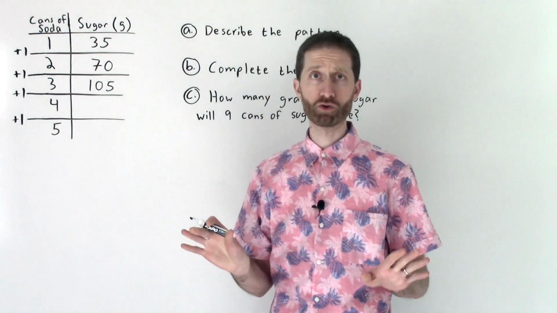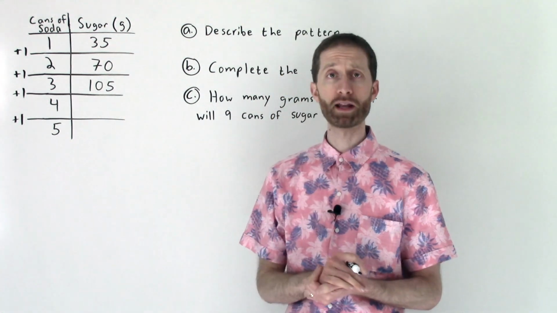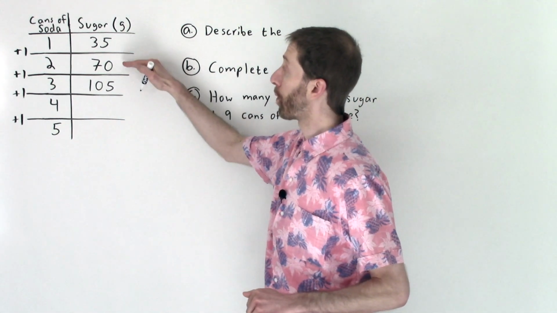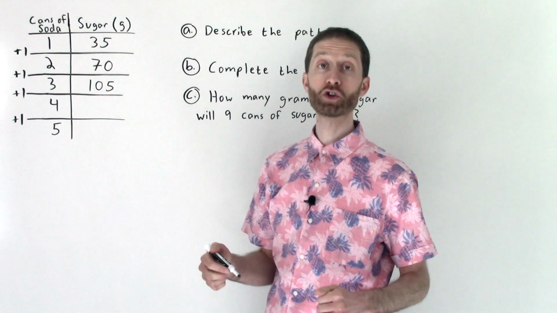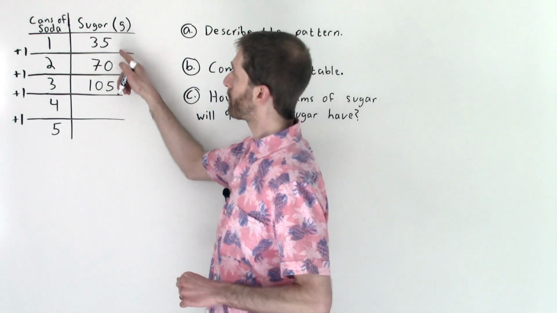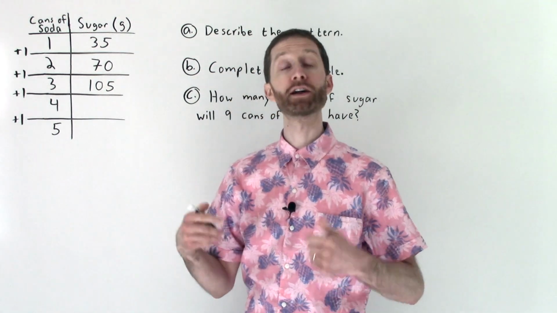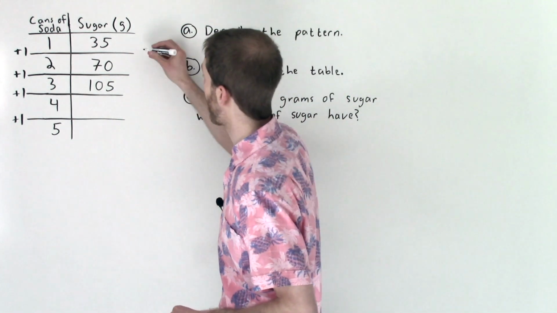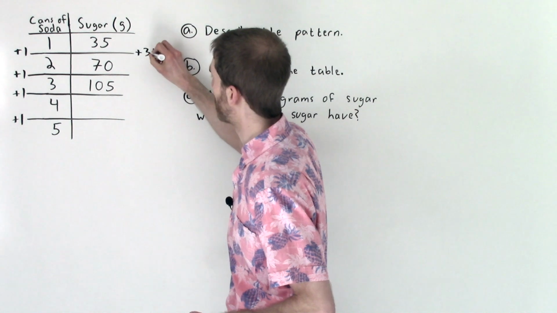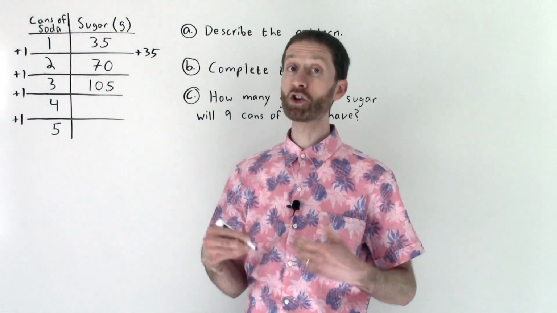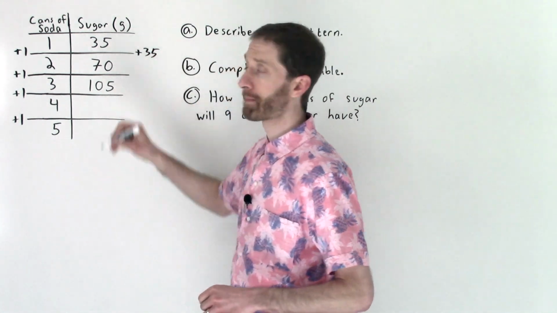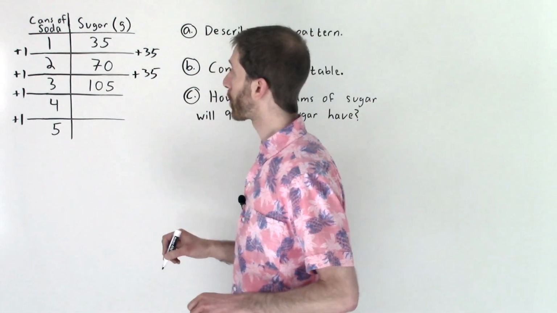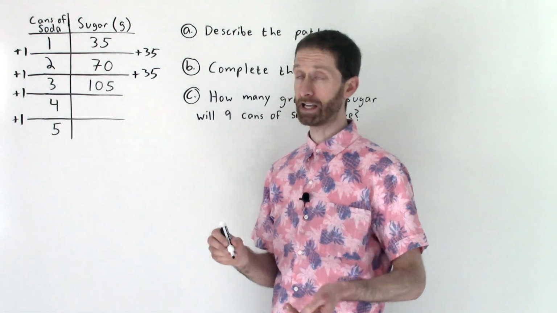So that's nothing extraordinary. I'm going to do the same thing on the right-hand side. I want to look at the difference between how much we go up or down by on the amount of sugar. Well, we start at 35 and go up to 70. If I do 70 minus 35, I will get plus 35. So that's the difference between the two. And then again, from 70 to 105, 105 minus 70 is plus 35. And we're going to assume that that pattern continues, right?